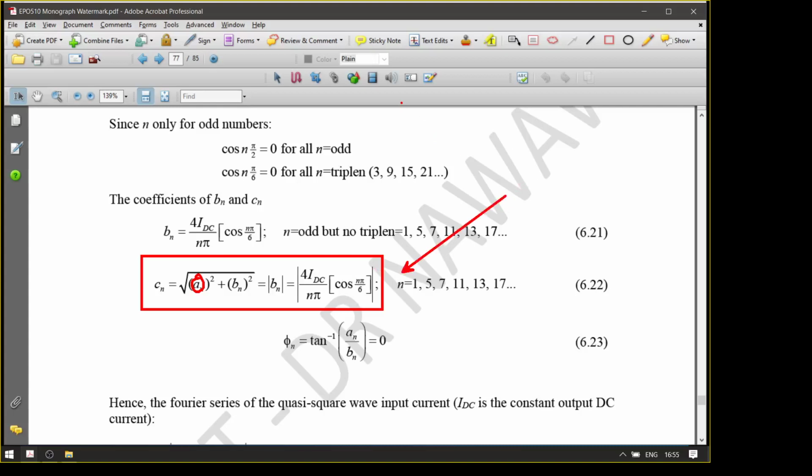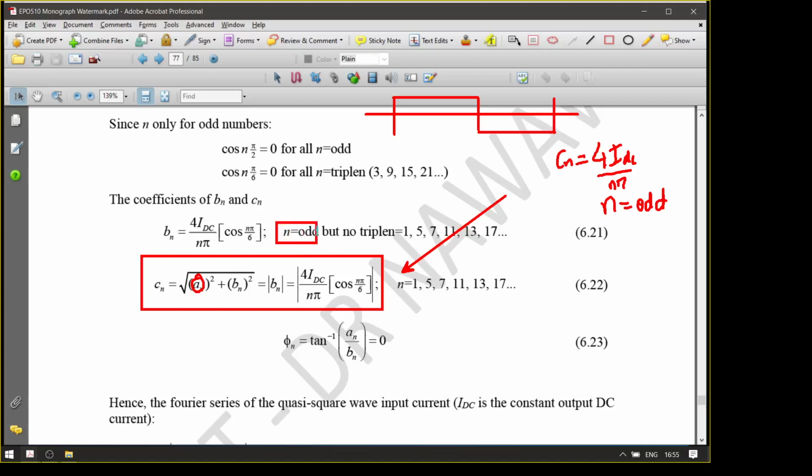If I can test you, what will be the amplitude Cn for a square waveform? If you can still remember, it is Cn equals 4 IDC over n pi. That is the amplitude of the harmonic contents of your square waveform, and n equals all odd numbers for the square waveform. But for the quasi square waveform, it only exists for odd harmonics but no triplen harmonics.